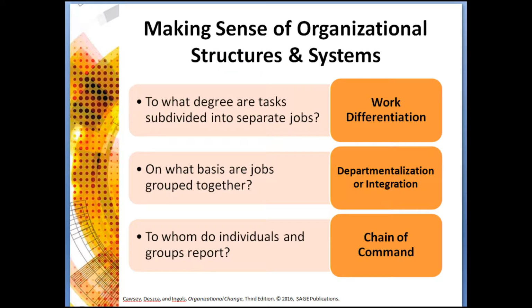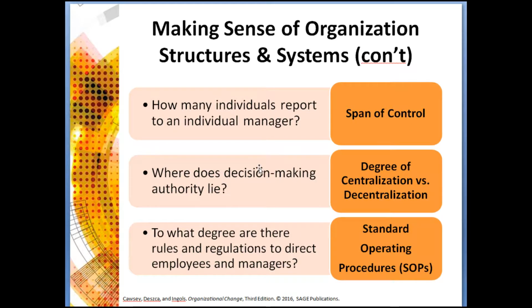So work differentiation. To what degree are tasks subdivided? So this is the Henry Ford assembly line specialization argument. Departmentalization or integration. What jobs are grouped together? So we group things together by product, by process, by department, and so forth, by expertise. Chain of command, just basically who reports to whom. Span of control, how many individuals report to an individual manager.